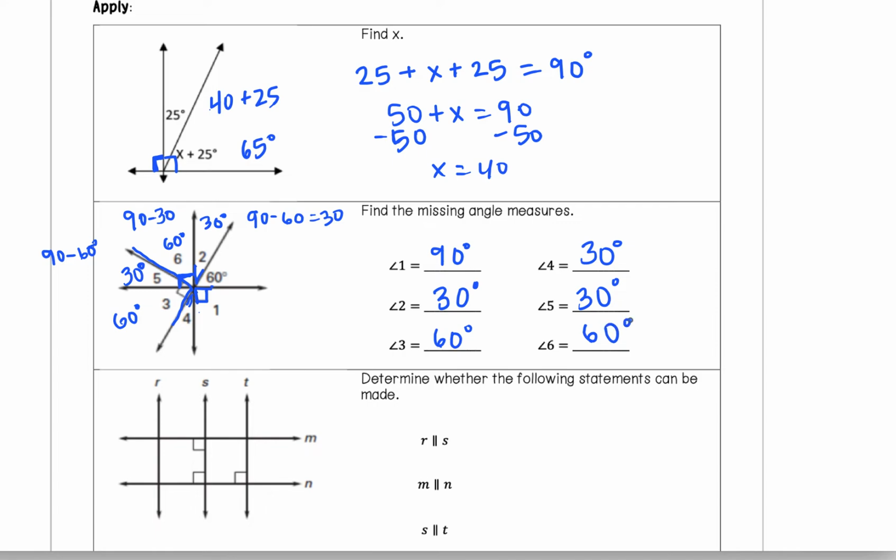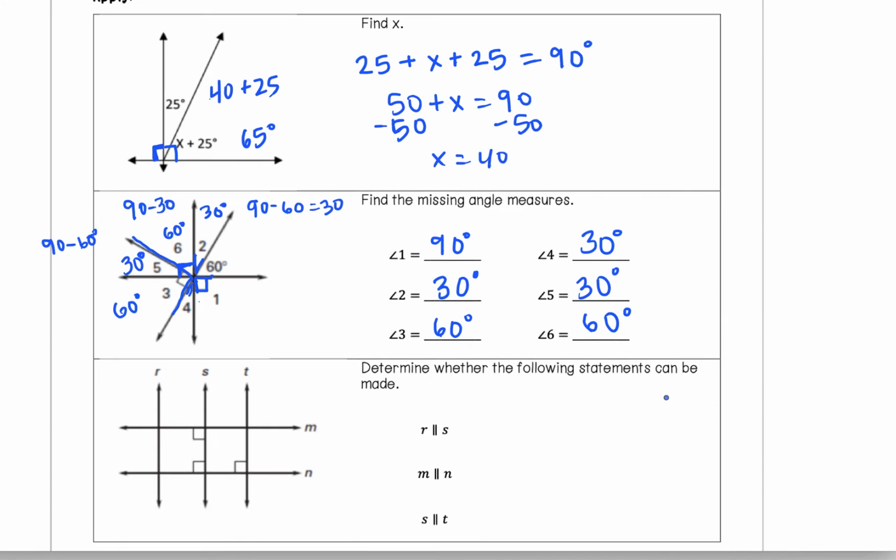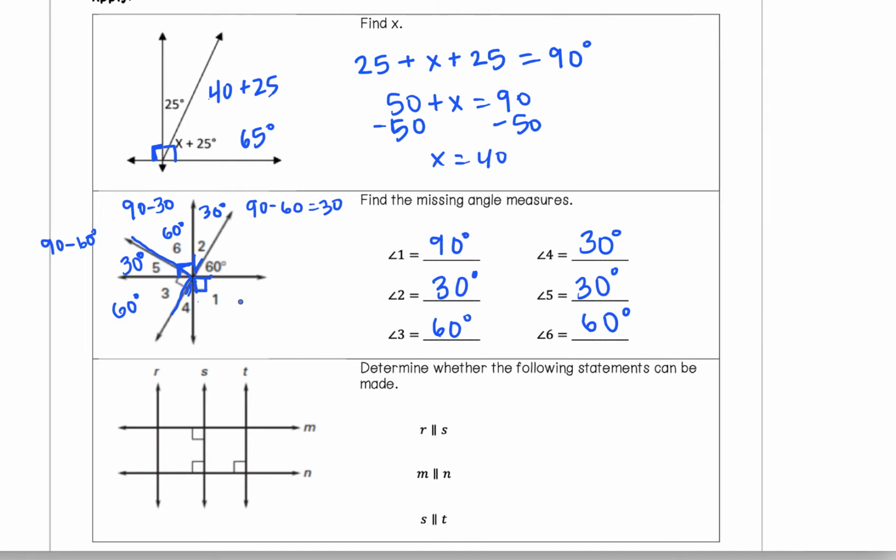And then finally, in our last example, it's saying determine whether the following statements can be made. So this is where we're going to use some of our theorems. And the first statement that's trying to be made is that R will be parallel to S. Well, if we focus on line R and line S, we don't know if they're parallel.